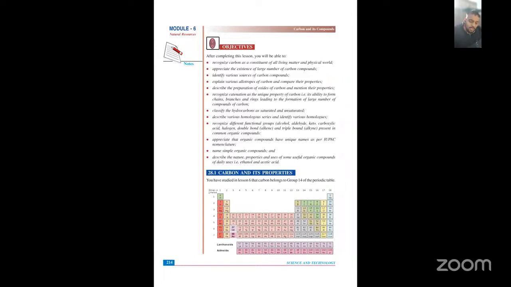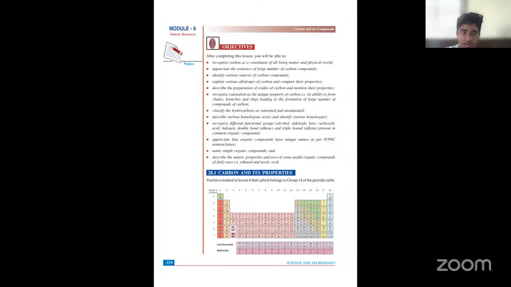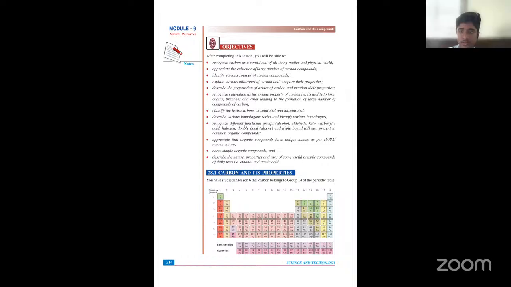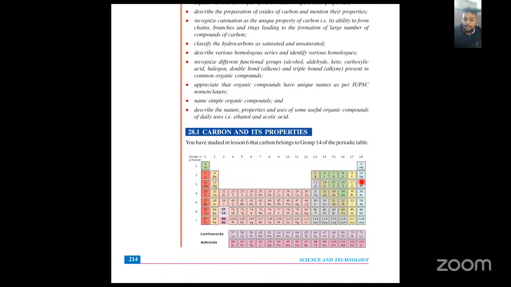Okay. So now carbon and its properties. We learn about this. Can you see page number 214? Or do you want me to zoom? Is it big on your screen? Okay. So in that you can see that table. This is basically the periodic table, in which all the elements are arranged in the form of atomic number. Please pay attention. Can you find out where the carbon is in this?